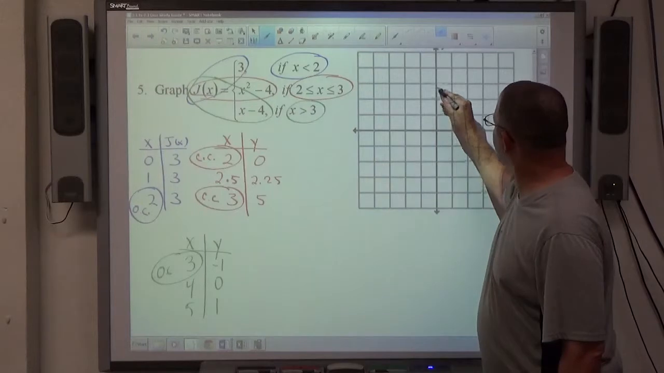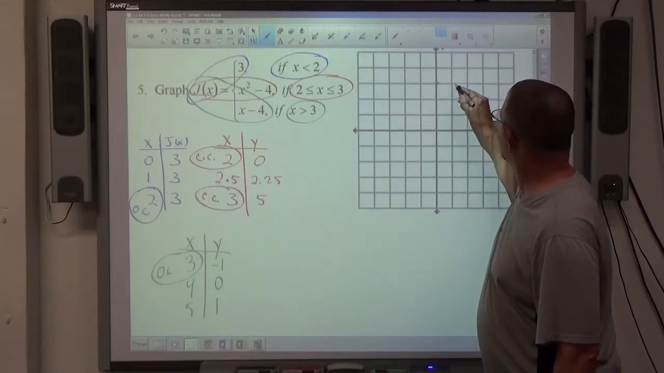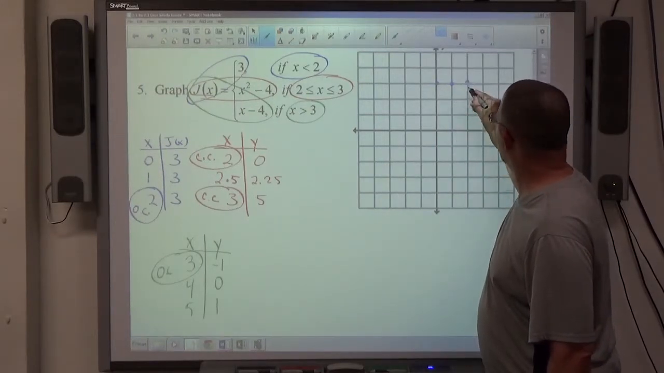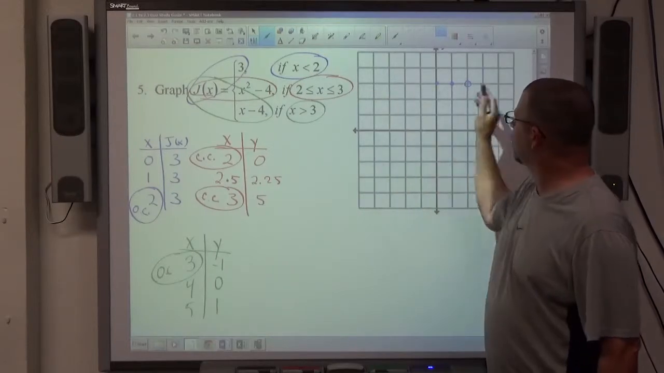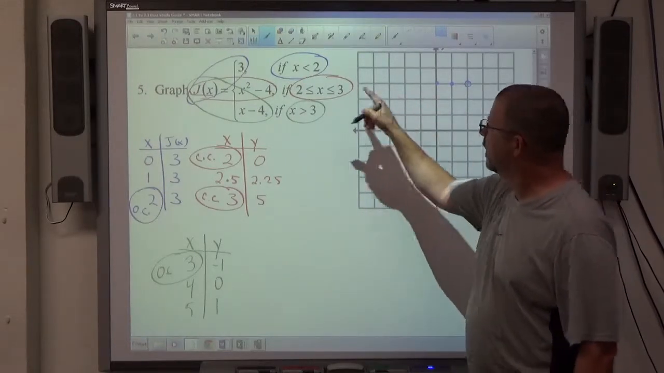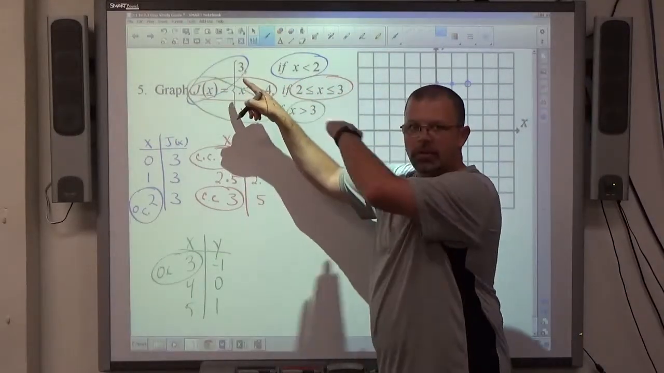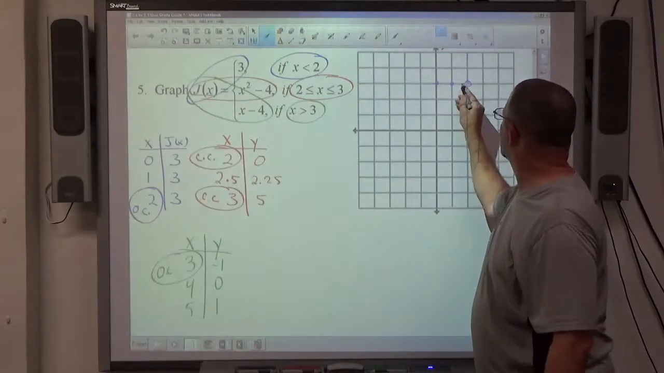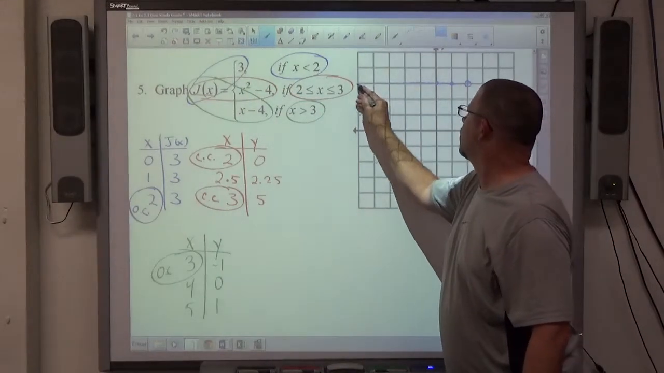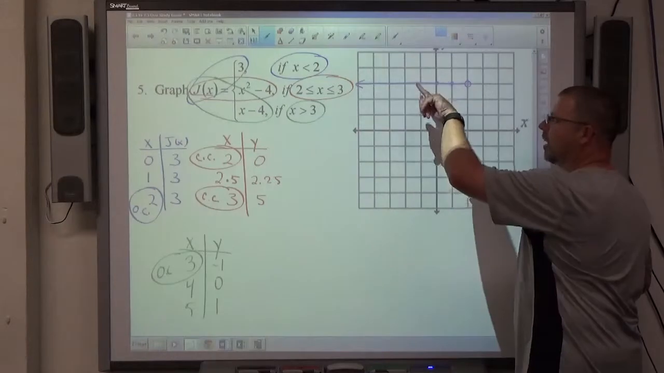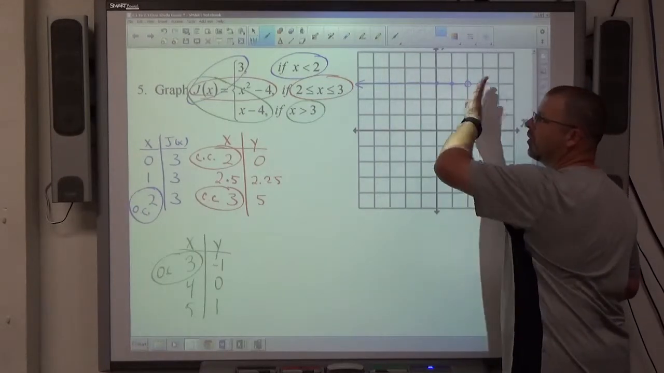So (0, 3), (1, 3), (2, 3), open. As we can see, hopefully this is a horizontal line. Y equals a number creates a horizontal line, so that's obvious, hopefully, to everybody. It goes on forever. Even though I only picked a 0, negative 1 is less than 2, negative 2 is less than 2, all these numbers less than 2.